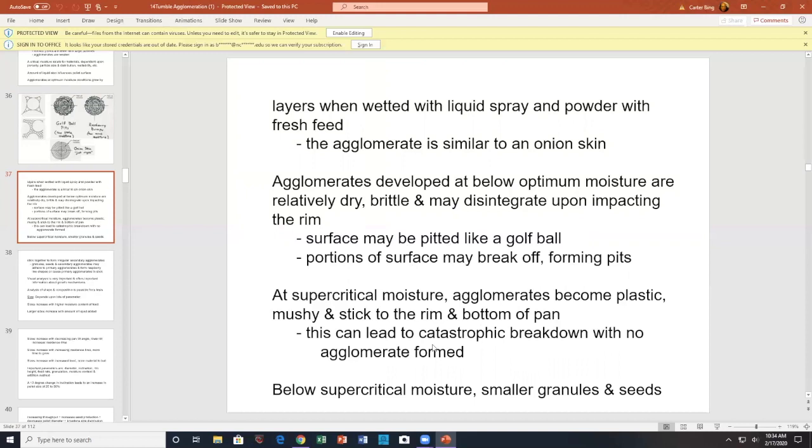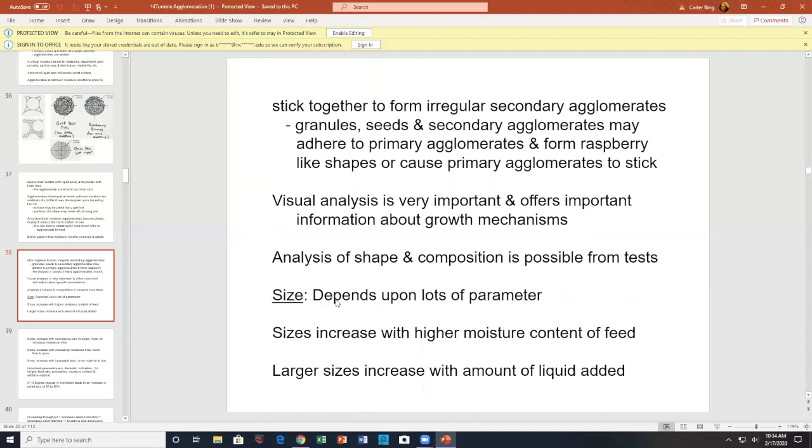Below critical moisture, smaller agglomerate seeds, granules and seeds stick together to form irregular secondary agglomerates. Granular seeds and secondary agglomerates may adhere to the primary agglomerates and form raspberry-like shapes and cause primary agglomerates to stick. Visual analysis is important and offers important information about growth mechanisms. Analysis of shape and composition is possible from tests.